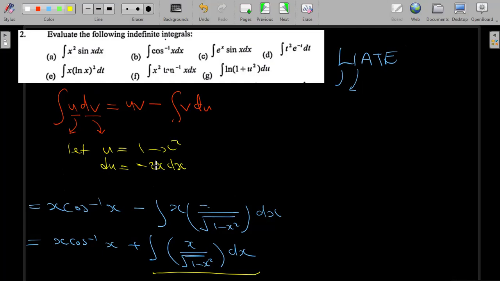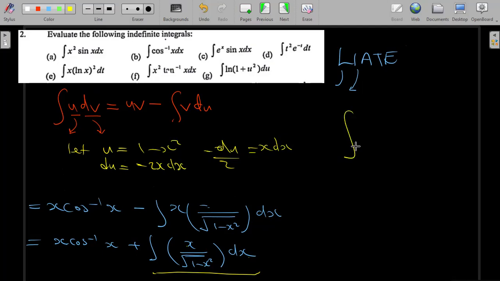Here I see that there's an x and there's a dx, so let me leave that there. I divide by this negative 2. When I divide by the negative 2, I just get negative du over 2, which is equal to x dx. So where I see an x dx, I'm replacing it with negative du over 2. So where is my integral? It's just this part here.